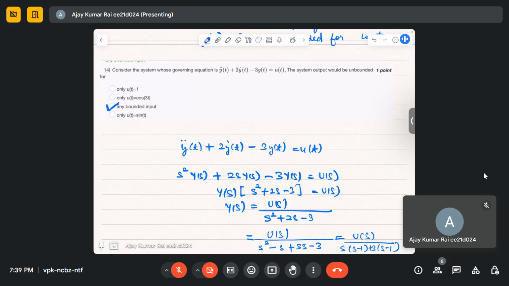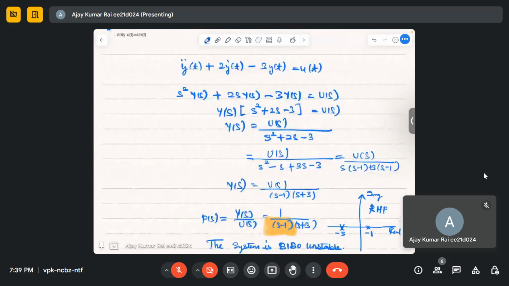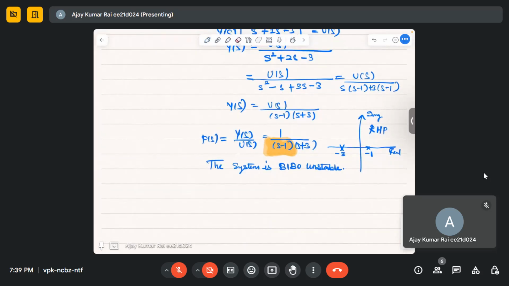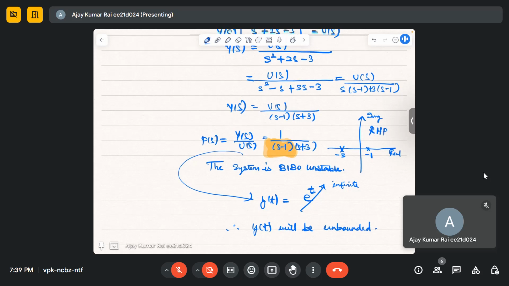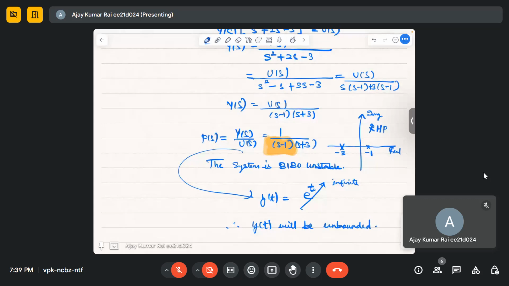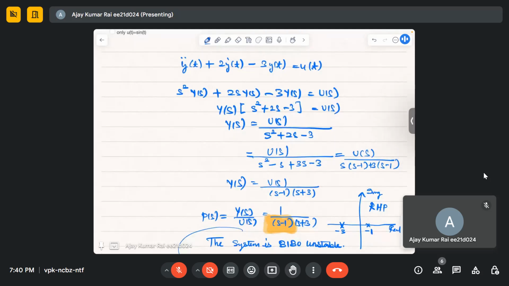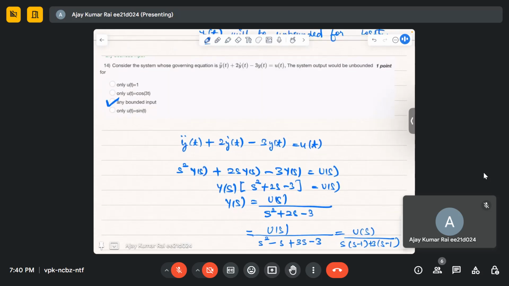Any doubt, you can put any input given in this question and find out. If you find y of t also, you will get the term e to the t, and at t equal to infinity this term will be infinite. So y of t will always be unbounded. Unbounded means it will go to infinity. But before going to y of t, just by seeing the poles, we came to the conclusion that the system is BIBO unstable. Whatever bounded input you give, the output is always going to be unbounded, just by seeing the poles. Any doubt in this question?